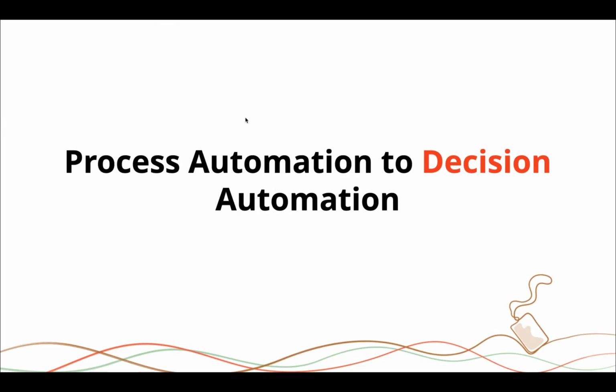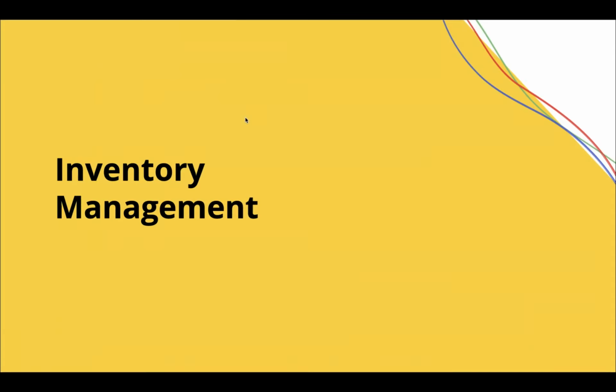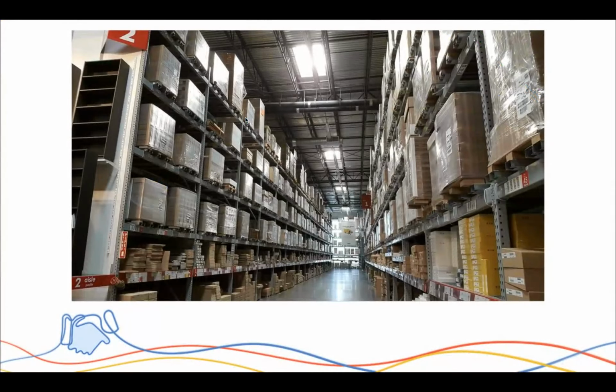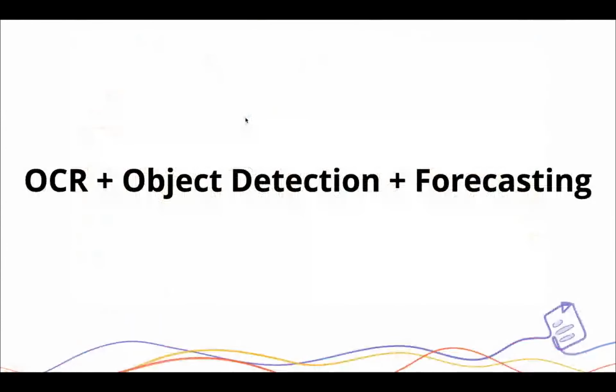But now AI is going to do decision automation. Let me walk you through what that is. Let us take an example of inventory management. This is how a traditional warehouse looks like. Think of it like a biscuit factory or an IKEA's warehouse. But in a typical warehouse, let us see where AI can help.